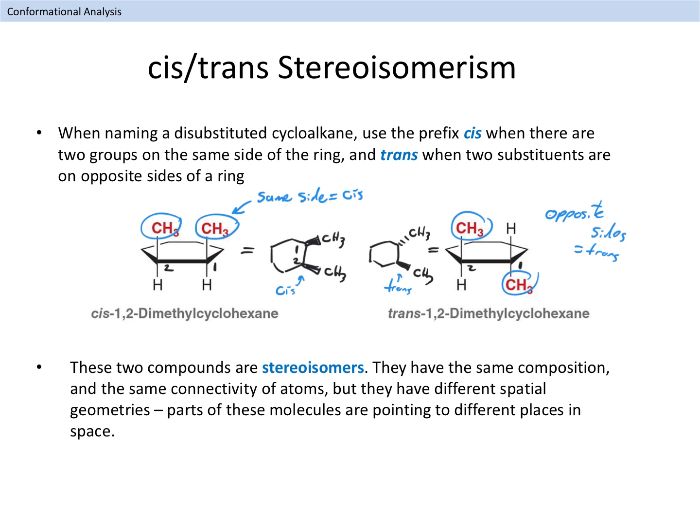Parts of these molecules are pointing to different places in space. This gives these molecules different physical and chemical properties. As you can imagine, this means that they also have different chair structures.